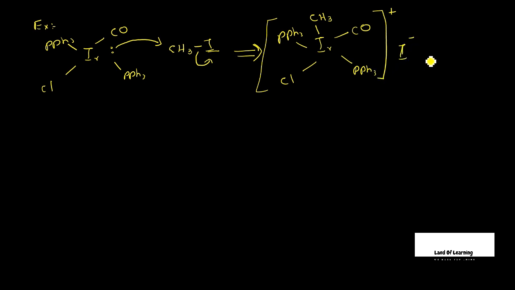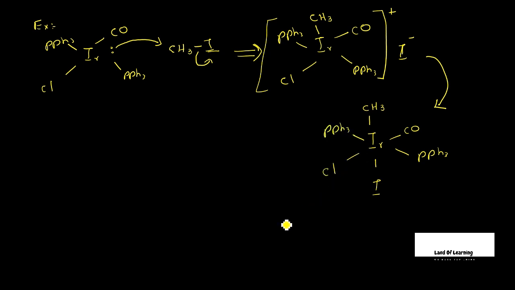In the next step, what happens? This iodide will come and attack our iridium too. So now we have CH3, iodide, carbon monoxide, phosphine, chloride. So this is basically our final product. So this is an SN2 mechanism. This mechanism follows the basic rules of SN2, the same thing like the SN2 mechanism.